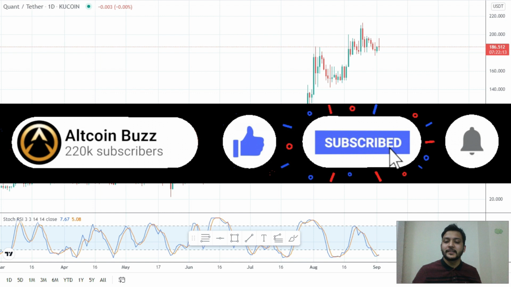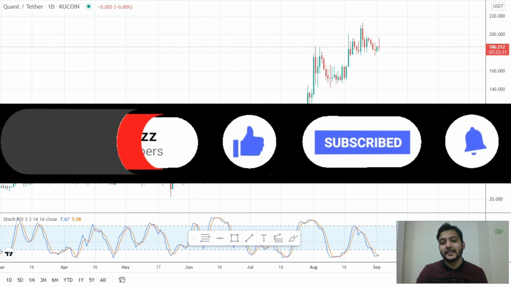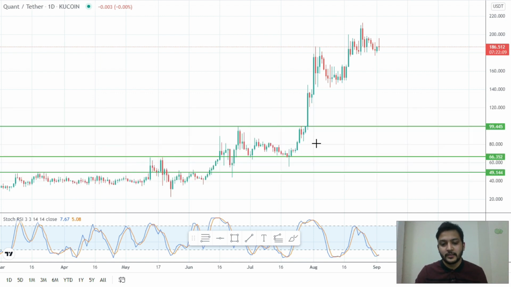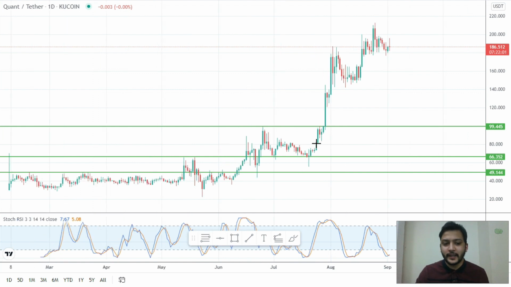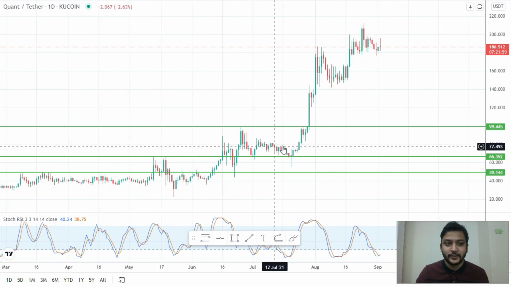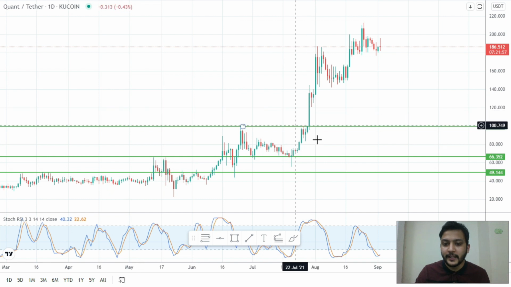Quant is centralized as well as decentralized. It acts as a node runner, which makes it centralized, but it also gives its users the option to select which node should act as a validator, which sort of makes it decentralized as well. So let's start jumping into where the price of Quant is heading and which would be good areas to enter into long positions or short positions.